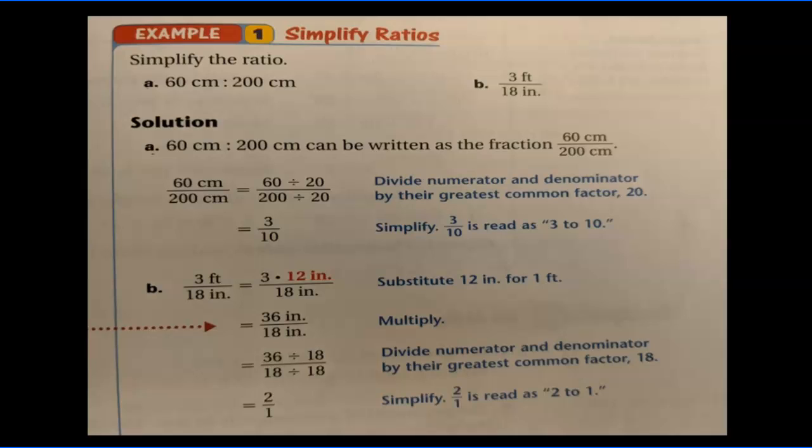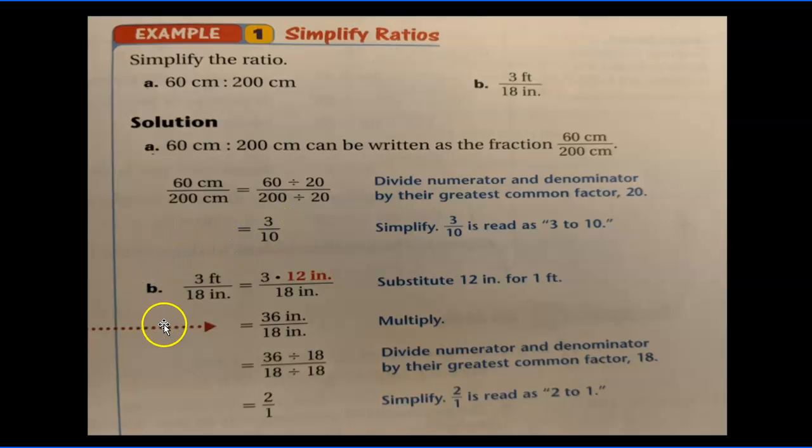Let's take a look at some different kinds of ratios that we might see. The first one is written with the colon, 60 centimeters to 200 centimeters. It can be written as a fraction, and then very simply we start to work on the fraction. We think of a number that can be divided into both of those. Well, 20 is the one they choose. 20 goes into 60 3 times, and it goes into 200 10 times. Now it reads 3 to 10. A fraction is merely a ratio.